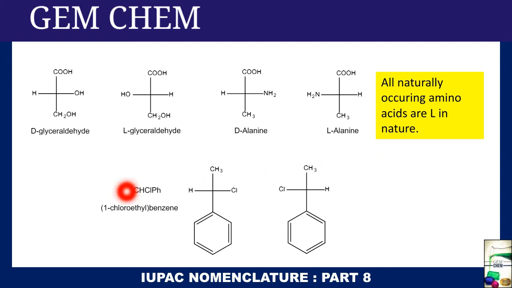Now suppose it is asked to write this one in Fischer projection and then show whether the nomenclature will be D or L. We can draw it in two ways, and remember Ph is least oxidizable whereas CH3 is most oxidizable, so it is placed in the top portion. Now CH3 and Ph are present, whereas Cl can be placed in two different ways, and these are enantiomers, placed side by side as mirror images. Since here Cl is on the right hand side, this will get D, whereas in this case Cl is on the left hand side, so it will get L.